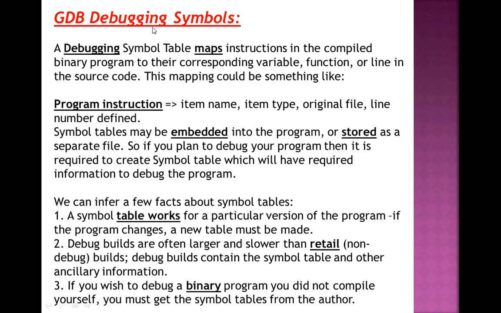This is about GDB debugging symbols. There are multiple symbols that are used in the GDB debugger. First, a debugging symbol table maps the instructions in the compiled binary program to their corresponding variable, function or line in the source code. The symbol table that does the mapping looks something like this: program instruction, item name, item type, original file, line number defined.